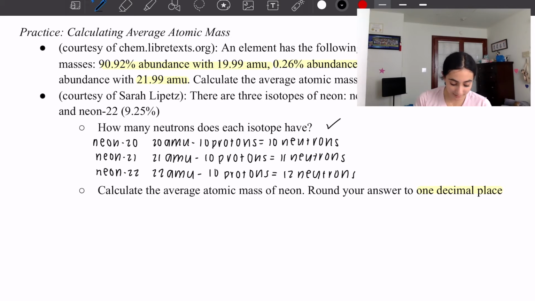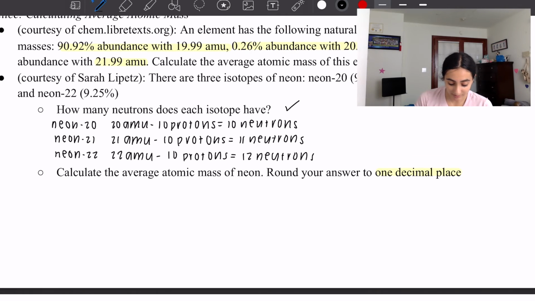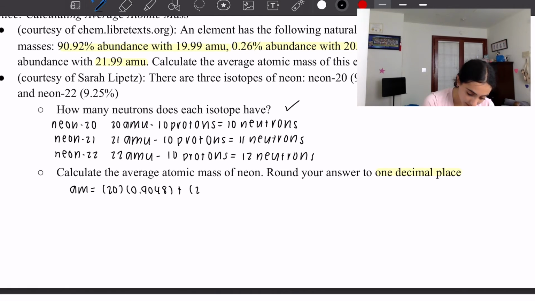Next, we are going to calculate the average atomic mass of neon, rounding our answer to one decimal place. So we are just going to fill in the same equation with mass. I'll start with neon 20, and its abundance is 90.48. So I'm going to rewrite that as a decimal. So 20 times 0.9048 plus 21 times 0.0027, and then 22 times 0.0925.